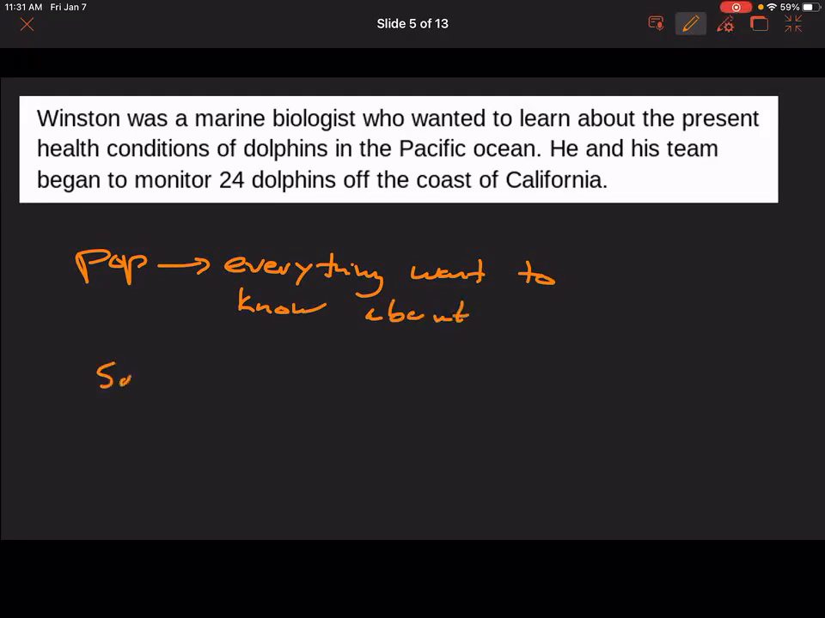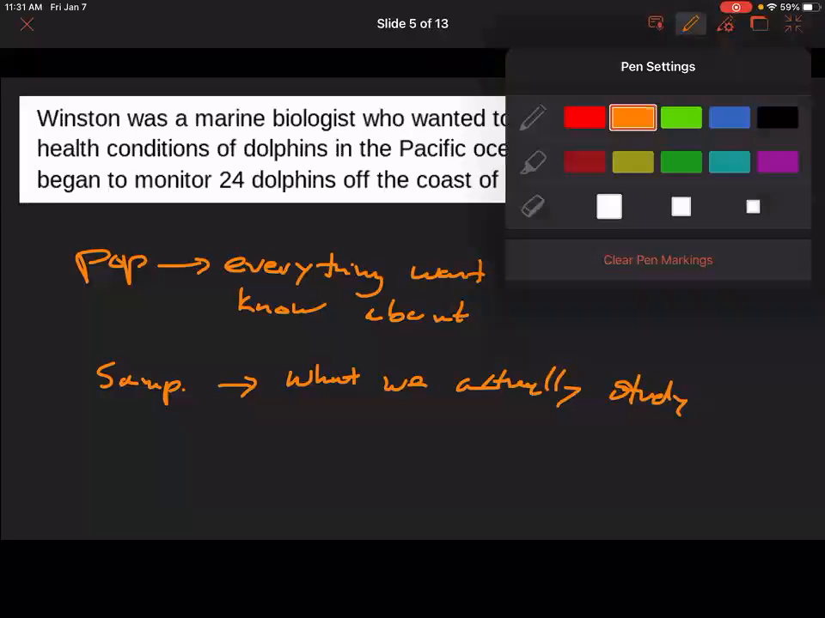And then sample is the group we actually study, because we may not be able to study every single thing in the group we want to know about. Like if we want to know about every single person in the world, we probably can't study every single person. So we might study 100 people. That would be our sample.